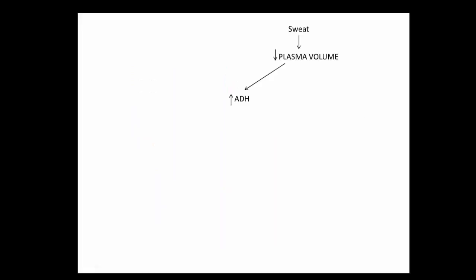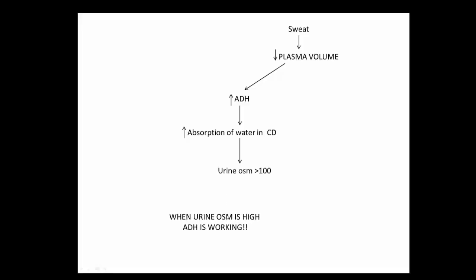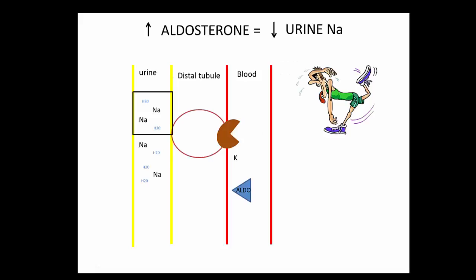So again, the point being that if you have ADH, then you're going to reabsorb water, and that's going to show up in the urine osmolality. So when the urine osmol is high, you know ADH is present. Got it? So let's go on to renin and aldosterone.